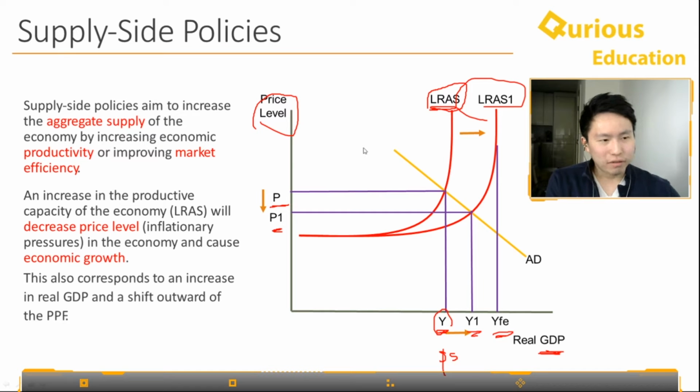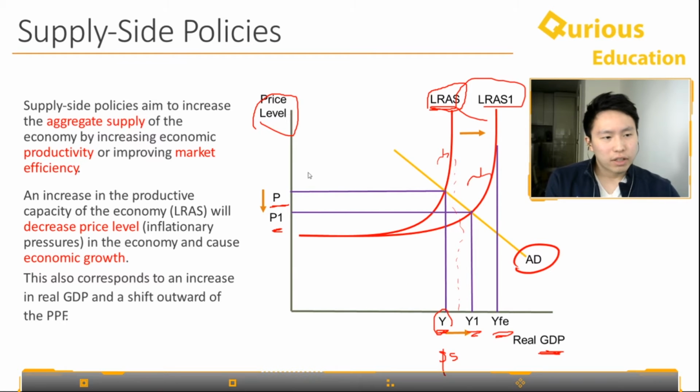So let me just draw that out. The full capacity for this LRAS curve would be at this point, right? So we're closer to full capacity compared to this curve, which is further from full capacity if the demand doesn't change. So yeah, I think in general it's just less confusing to use the Keynesian one.